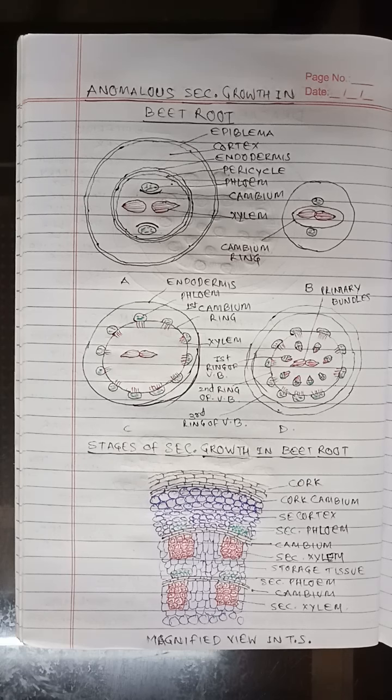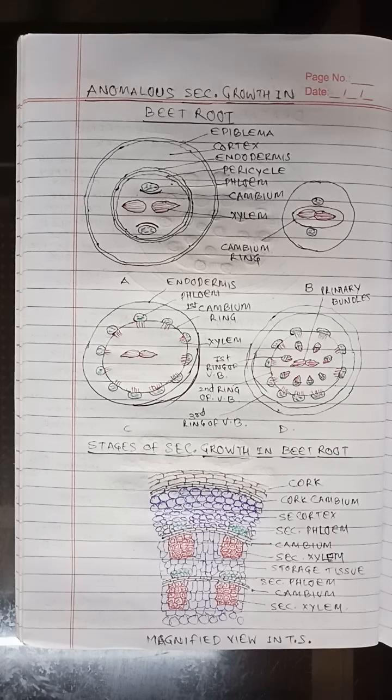Due to this, primary cortex gets crushed. Thus, the anomalous type of such secondary growth helps the plant to store material in large quantity, and hence it is called as adaptive anomaly present in these roots. This is all about the anomalous secondary growth in beetroot.